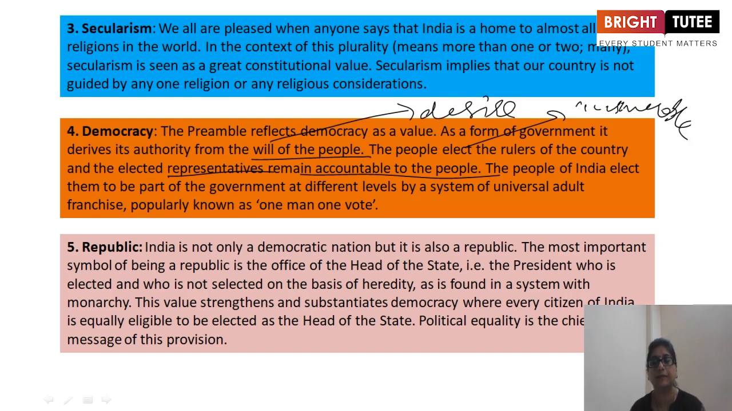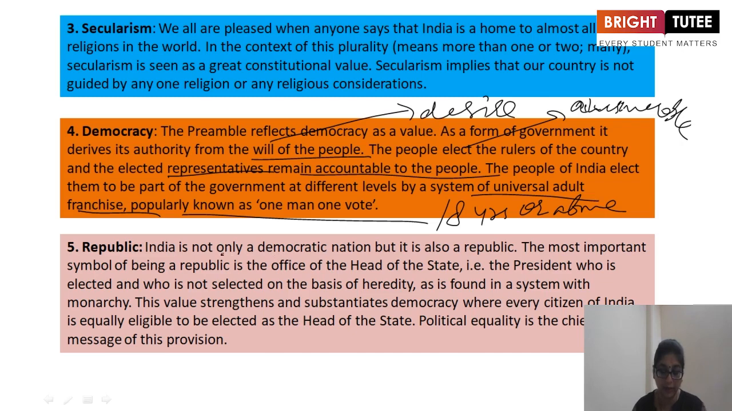We have interference in the political affairs. Then the people of India elect them to be part of government at different levels by a system like universal adult franchise, popularly known as one man, one vote, and a person who is 18 years or above is allowed to vote.